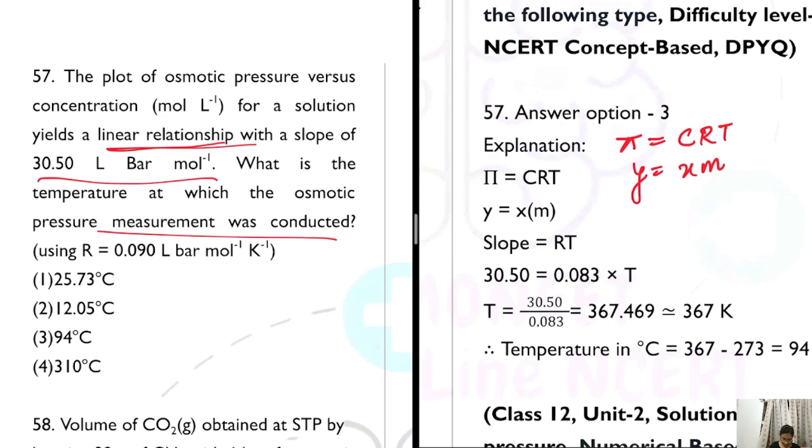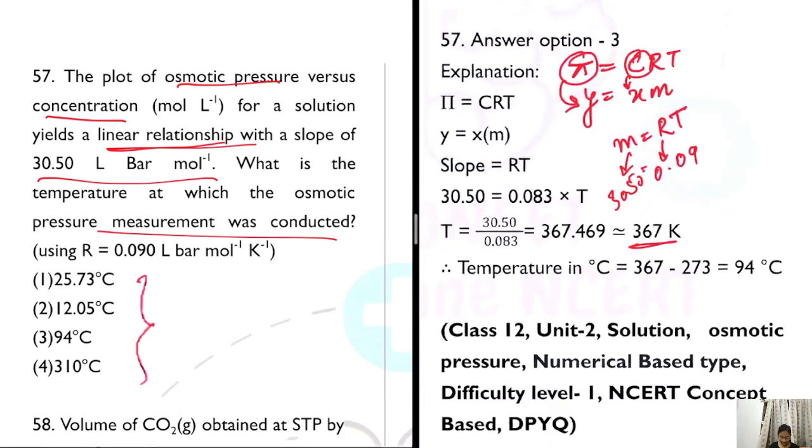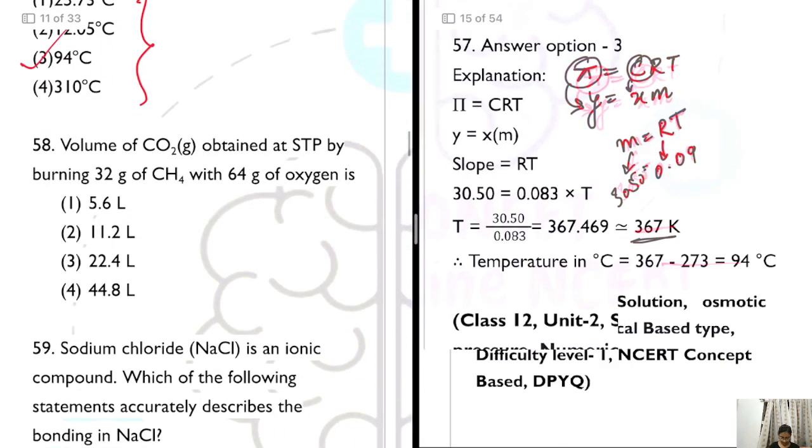That is y equals mx. So what is the slope? It is given that concentration is on the x-axis and osmotic pressure is on the y-axis. So m would be RT. The R value is given to us, 0.083 liter bar per mole per Kelvin. We'll just put in the values. Slope is already given, 30.50, and we'll get the answer to be this. This is in Kelvin. The options are given in Celsius, so we'll subtract 273. Our answer would be 94 degrees Celsius. Now let's move to the next question.